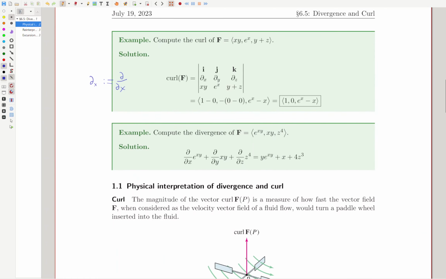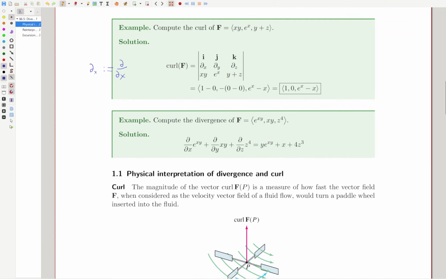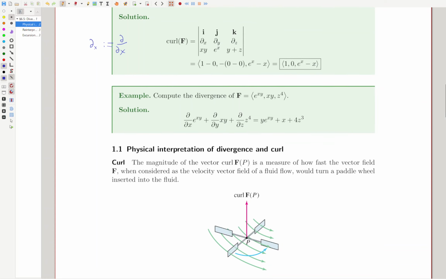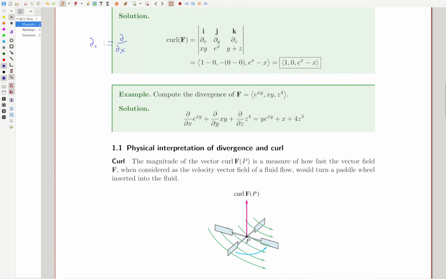Next, if we're asked to take the divergence of this vector field, then we take the x derivative of the first function, the y derivative of the second, the z derivative of the third, which gives us that expression. You can see that's a scalar function.